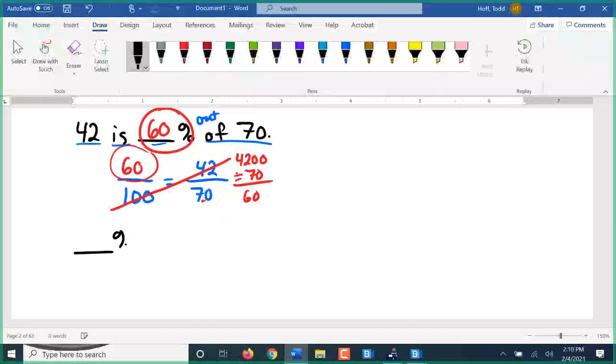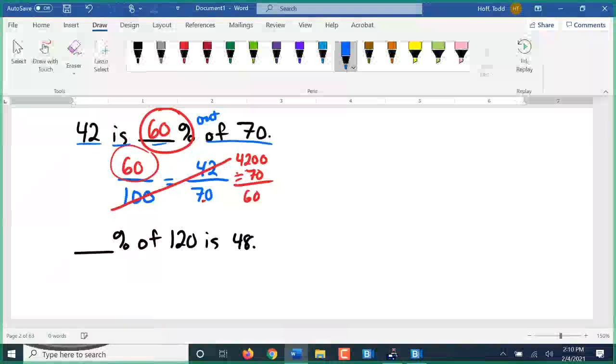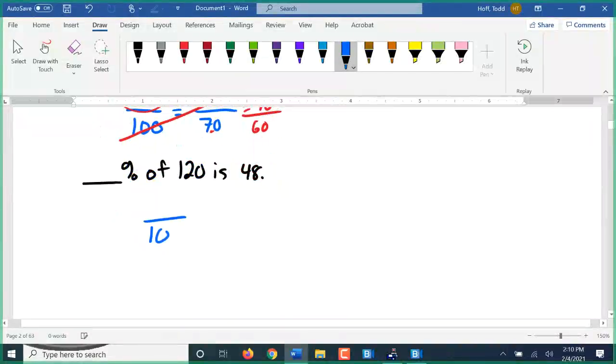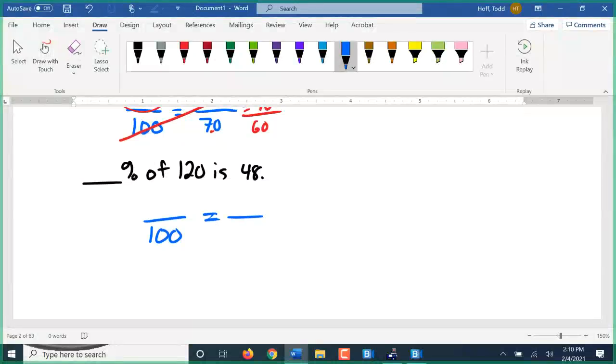We might have blank percent of 120 is 48. Once again, we're missing the percent, so we start with just blank out of 100. So we know that that percent is the number we're going to be missing, the number out of 100. Of 120, again, you read that as out of 120, implies that 120 goes on the bottom in our other proportion, our other ratio. The 48 then will have to go on top.